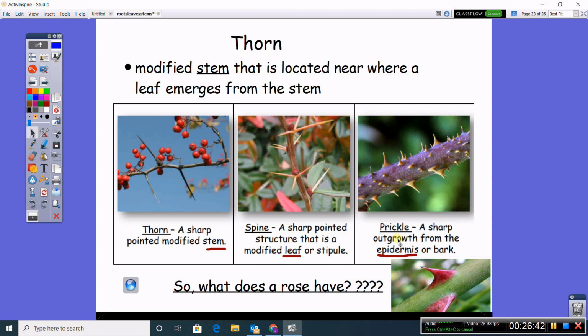Our rose has prickles. Okay, so don't turn in your plant portfolio and show me the stem of a rose and call that a thorn just because that's what you've always called it. It is not a thorn. A rose has prickles.